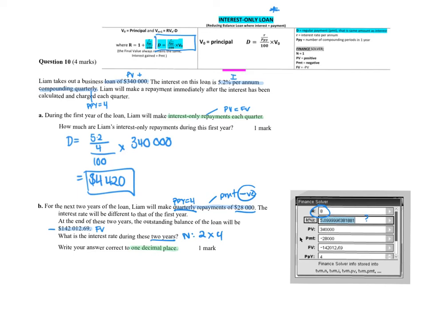The PV, because remember, the PV is the 340,000 still, because the first year it was interest only. So he still has the same amount for the loan. So we're going to say 340,000. Then we've popped in the payments. We've said this is what it'll be at the end of the 2 years, and PPY is 4. So we go up there and we can see the interest rate is 5, it says to 1 decimal place, so 5.1%.